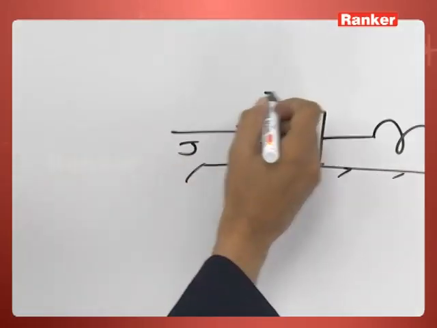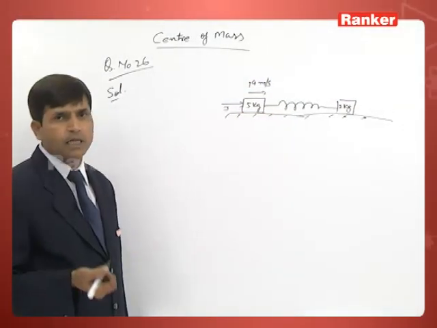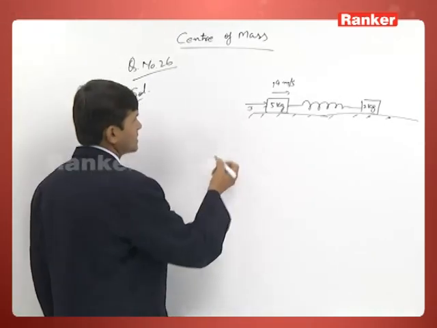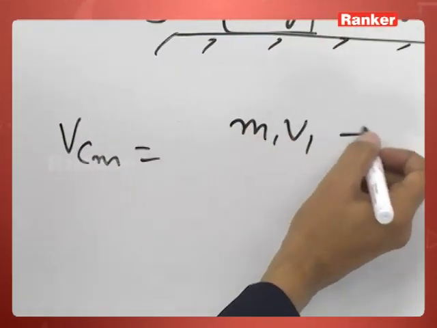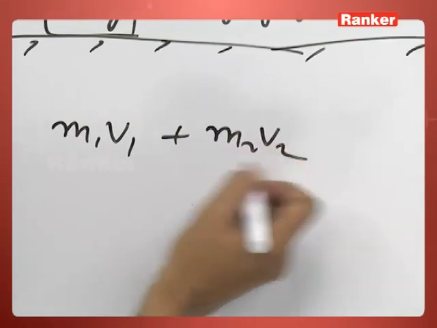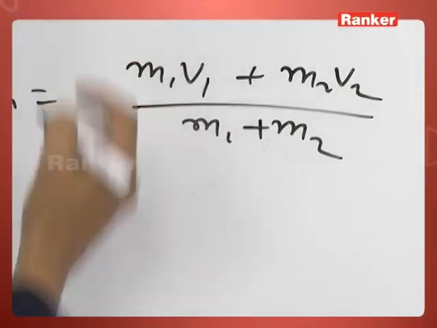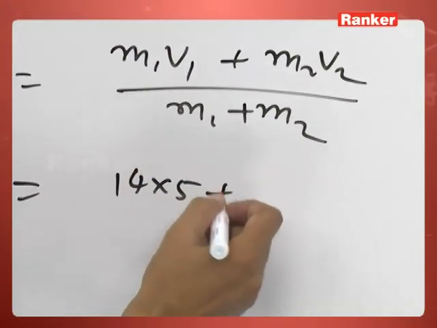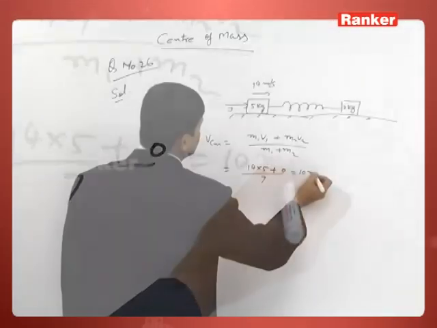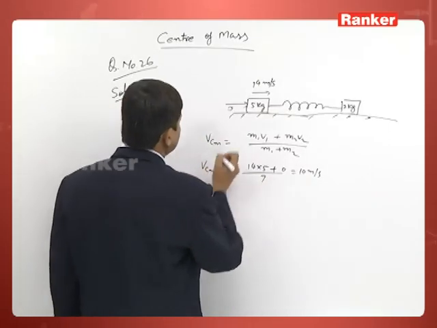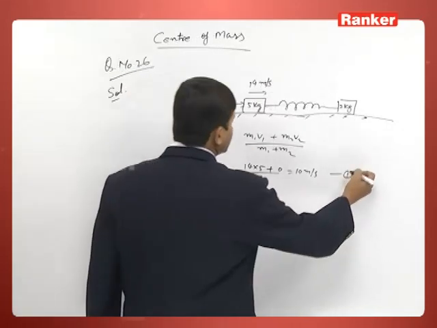Because of this impulse, it has acquired a velocity of 14 meter per second. Now, just after the collision, the velocity of the center of mass is (m1 v1 + m2 v2) by (m1 plus m2). Here m2 remains 0, so it is (14 into 5 plus 0) by 7, which is 10 meter per second. This is the velocity of the center of mass. So the first option is correct.